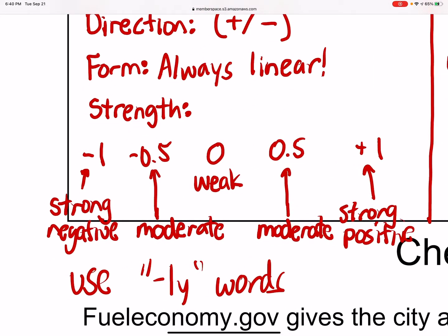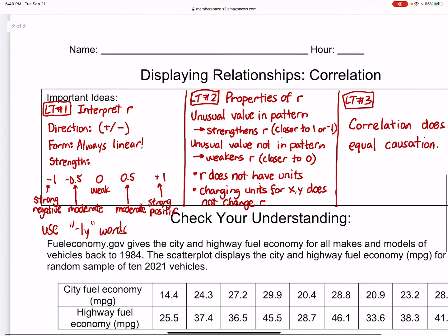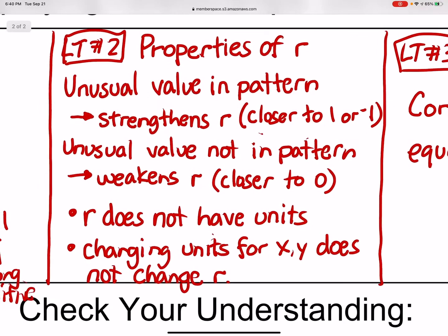So we use ly words. We might say it's strongly negative if it's very close to -1. We would say it's strongly positive if it's close to +1. We would say that there would be a weak correlation if it's close to 0. And right around the 0.5 range, we would use terms like moderate, moderately strong. Okay? Now, what did we observe in the activity?